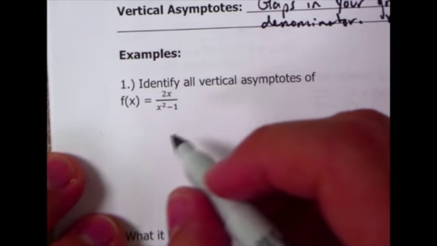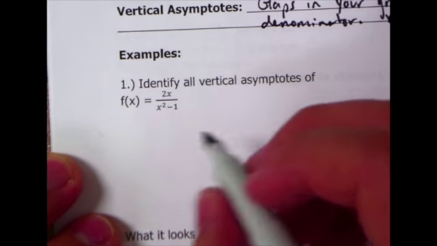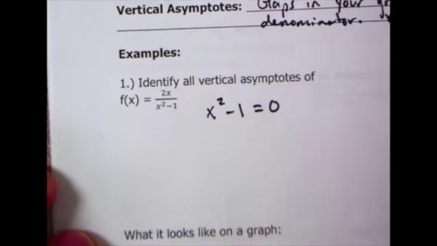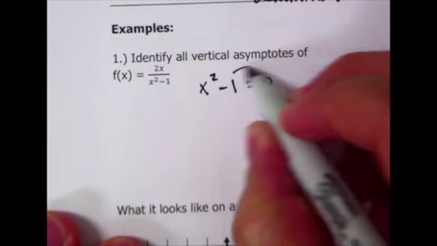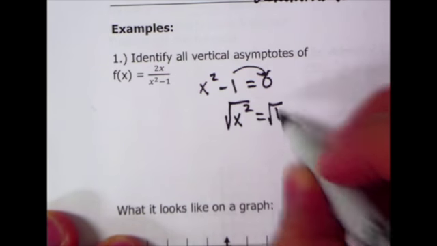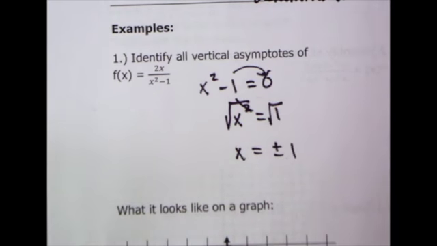So how do we figure out what numbers are going to give us 0 in the denominator? Well, we can do this pretty simply by just setting the denominator equal to 0. So if I take the denominator, x squared minus 1, and I set it equal to 0, I can figure out what values of x are going to give me 0. So I add the 1 over, so I get x squared equals 1. I then can square root both sides, giving me x equals plus or minus 1. So what that tells me is that there is going to be a gap at positive and negative 1.